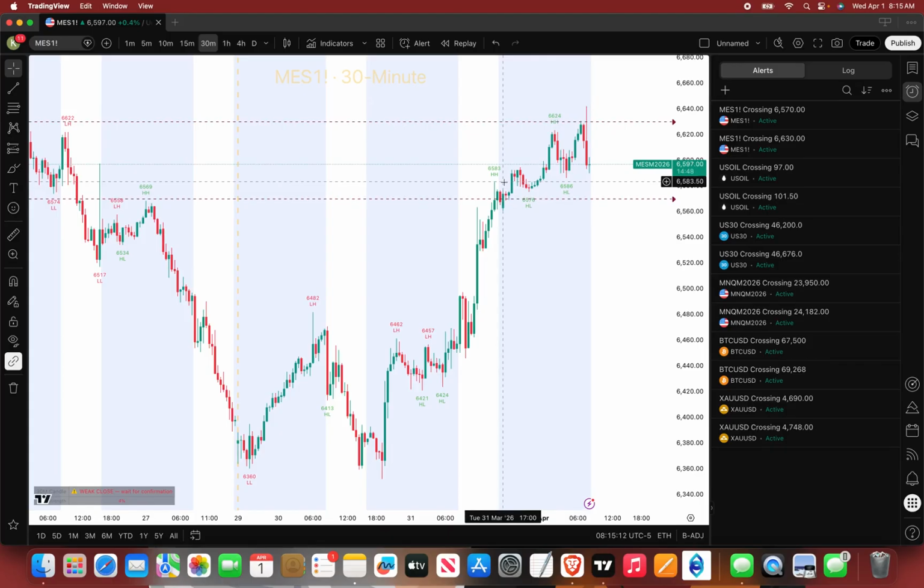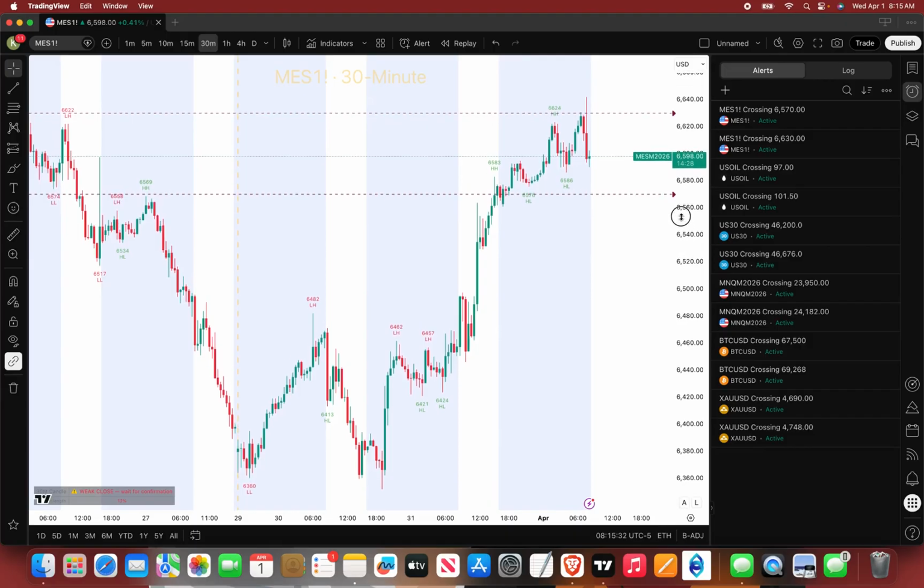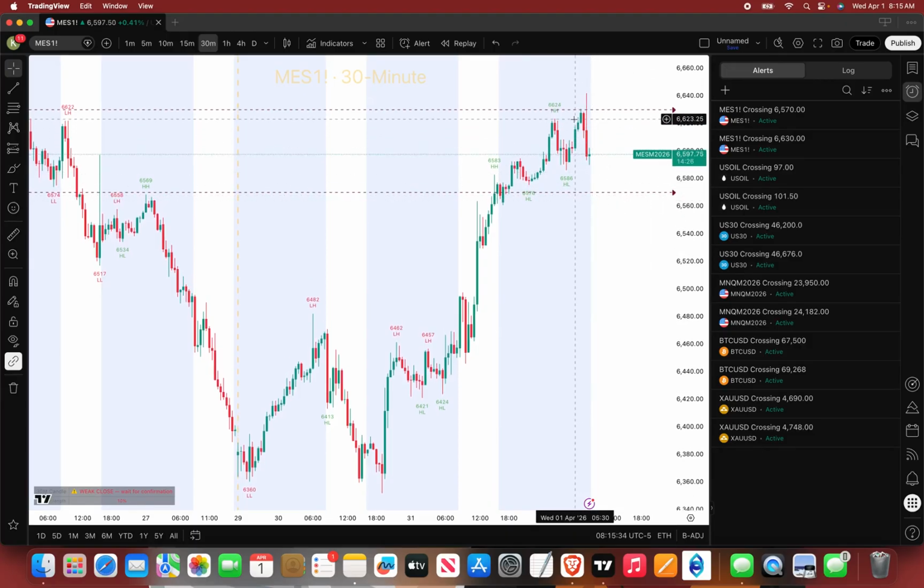A higher high is price made a new peak above the last peak. A higher low is price pulled back but stopped higher than the last pullback. A lower high is price bounced but couldn't reach the last peak. And a lower low is price dropped below the last low. So I hope you guys rewind that so you can understand and check it out.